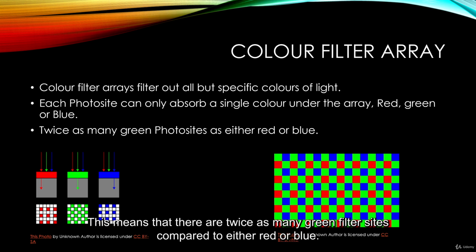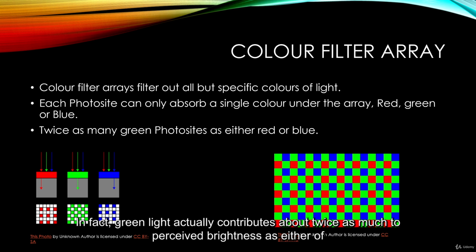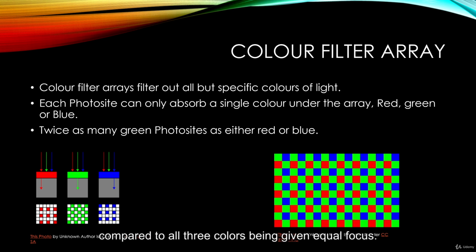This means that there are twice as many green photosites compared to either red or blue. And this is because the human eye is actually more sensitive to green light compared to red or blue light. In fact, green light actually contributes about twice as much to perceived brightness as either of the other two colours. This has the pleasant effect of producing an image with more perceived detail and less perceived noise compared to all three colours being given equal focus.